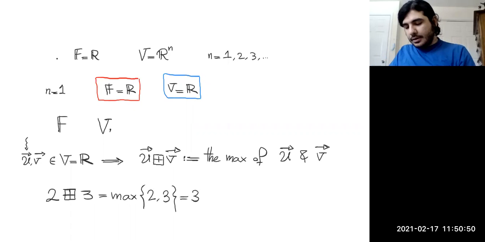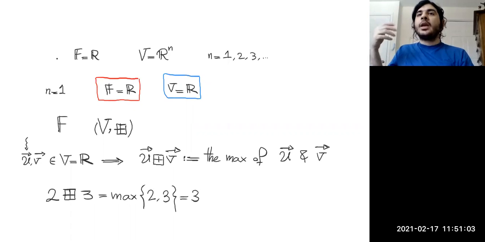So when I'm talking about my vector space, it is the set of real numbers. But the addition here we are defining is not the usual addition we have on the set of real numbers. It's this new one. I'm just calling it an addition. It's not the usual sum as we know it.